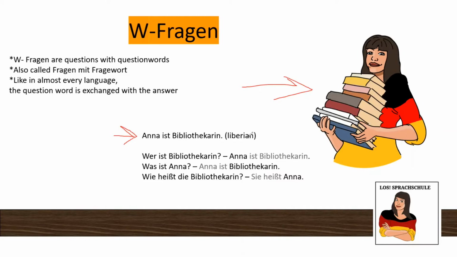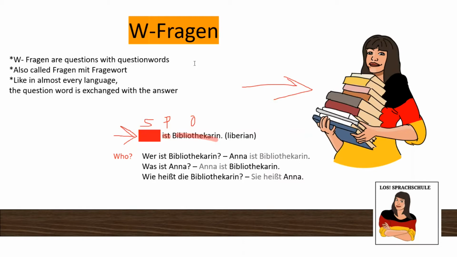Anna ist Bibliothekarin. Die Bibliothekarin is the librarian. Subject, verb, and object. If we want to know who is a librarian, we will say, wer ist Bibliothekarin? Who is? Correct answer, Anna. Or to make it even longer, Anna ist Bibliothekarin. Anna is librarian. So, who, wer.